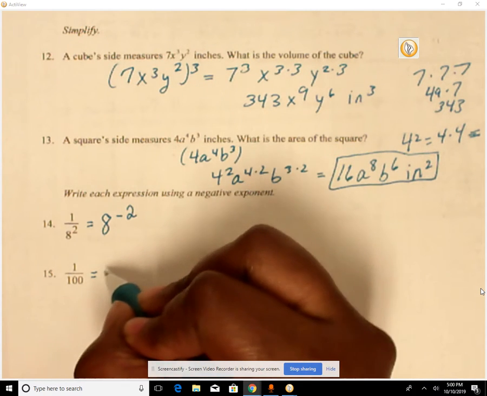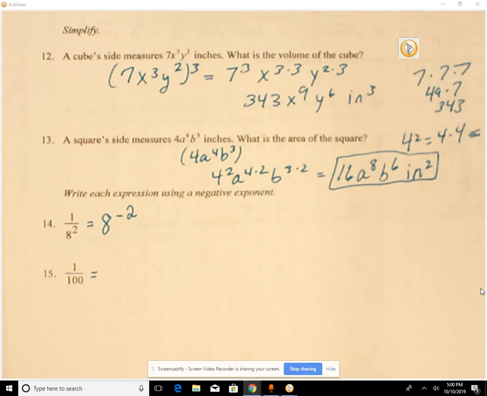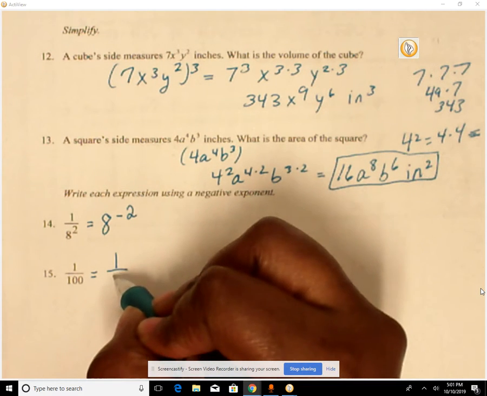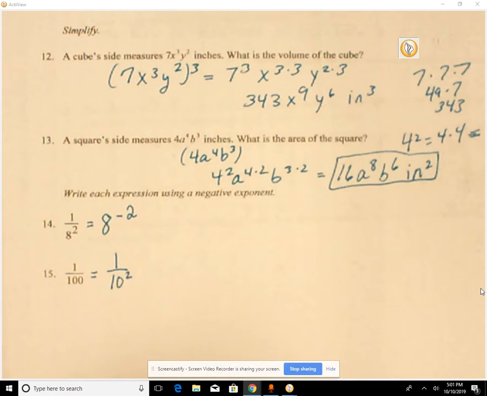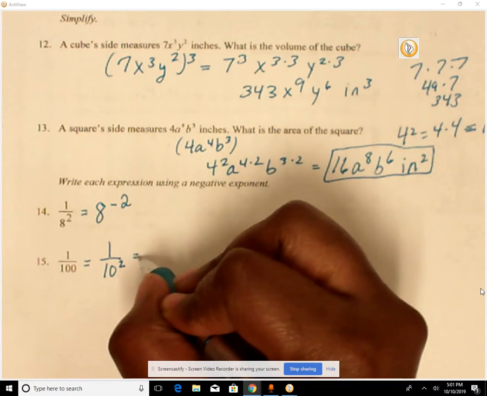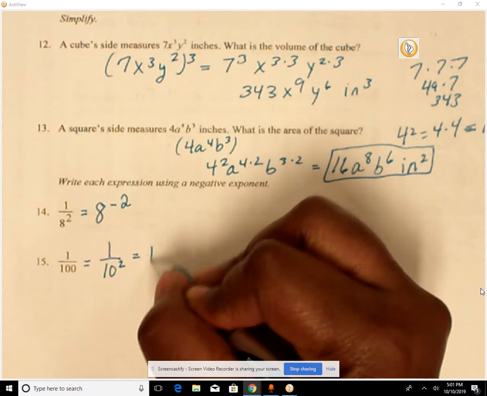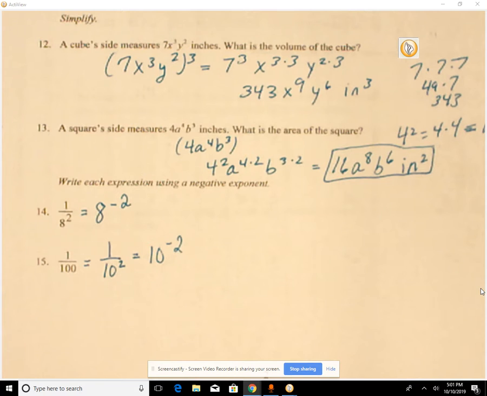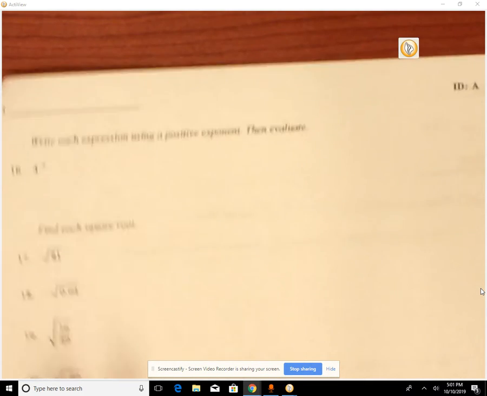Here we could easily do a 1, but we're not going to do that. We're not going to take the easy road. 1 over 100 becomes 10 to the second power because 10 times 10 gives us 100. Now take the reciprocal, 1 over 10, which is just 10, and then to the negative second power. And that's all you do for those two. That's it.